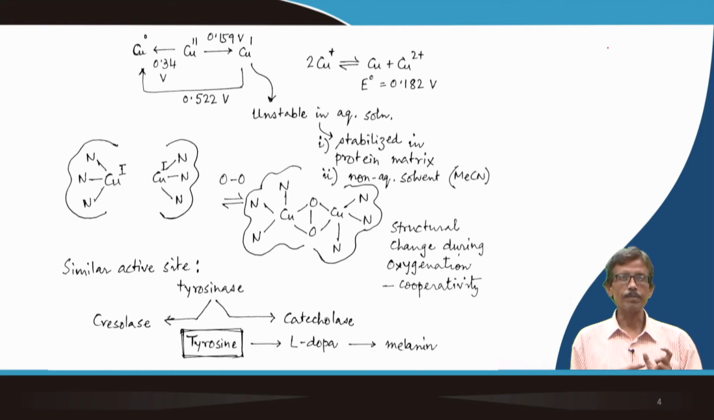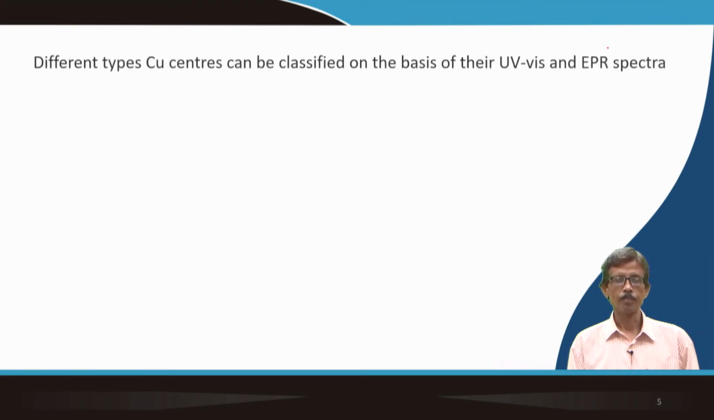And similar active site we will also see for the binuclear copper oxidases, which are tyrosinase systems. And tyrosinase can show cresolase activity and catecholase activity, and when we have the substrate, the tyrosine as the amino acid or some substituted tyrosine, you can go for the L-DOPA and the melanin, our skin pigment formation also we can see. So, you need the copper enzymes for the formation of the melanin.